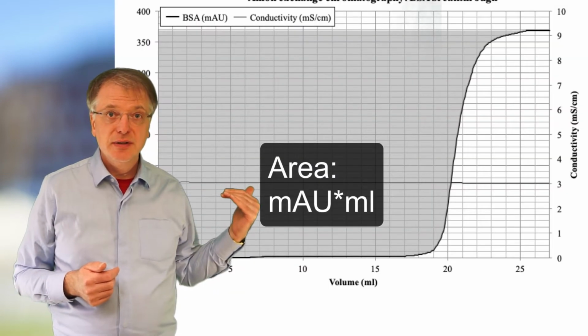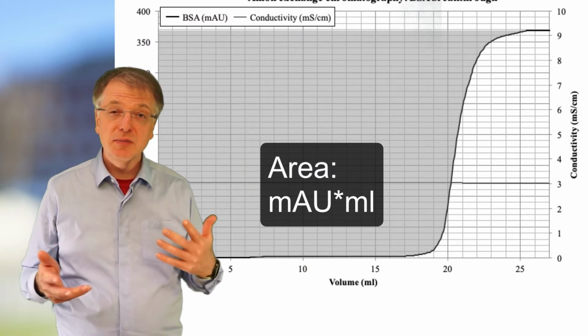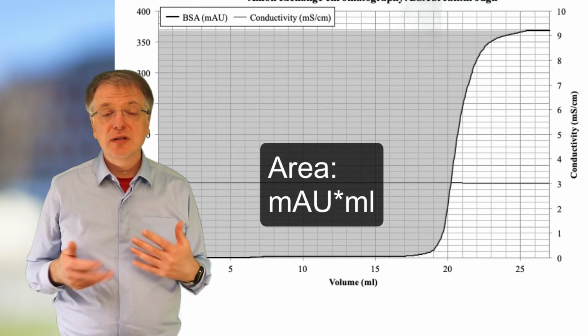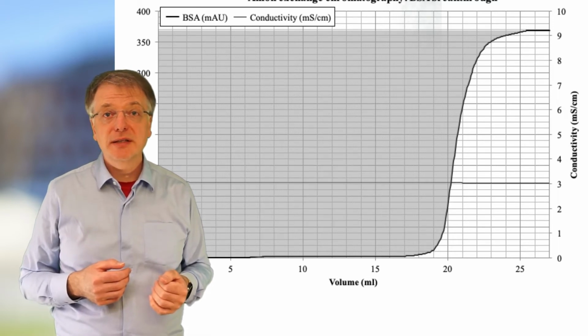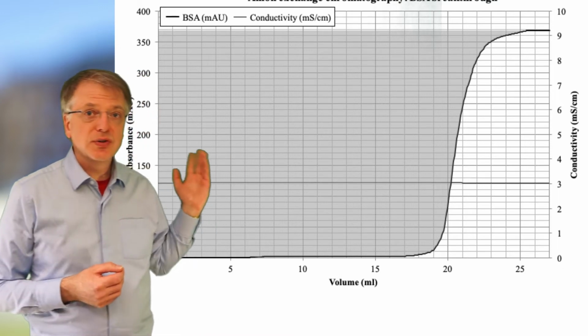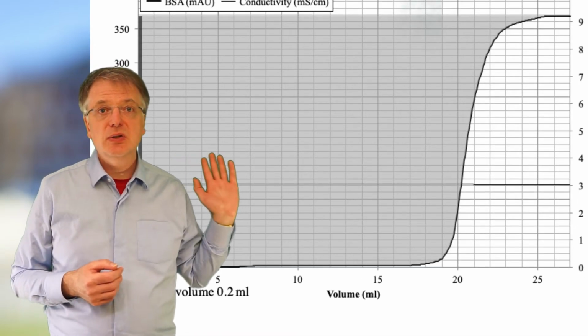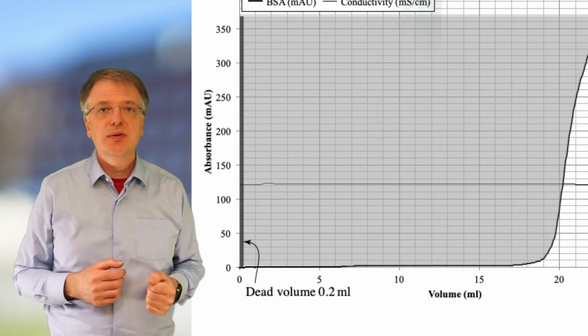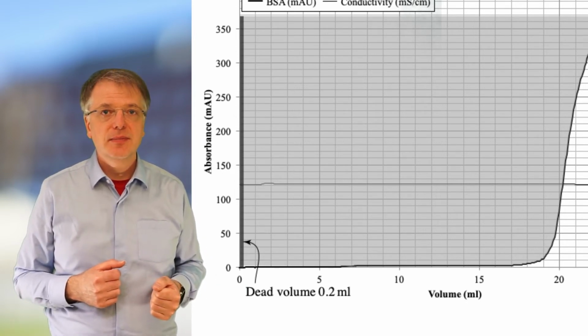Note that we, once again, get a strange area unit, milliabsorbance unit times milliliters, and that we need to translate that to a reasonable unit for column adsorption capacity, that is milligram of BSA. Note also that in this case, you also need to consider the dead volume, so you have to deduct that to get to the adsorption capacity.